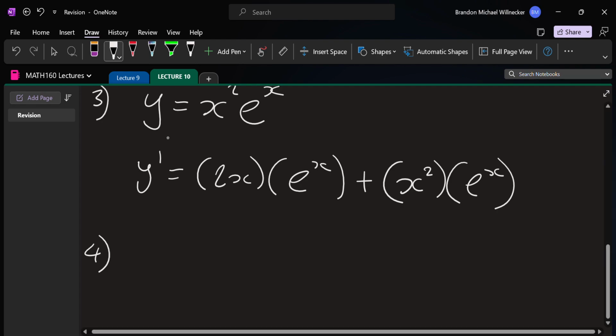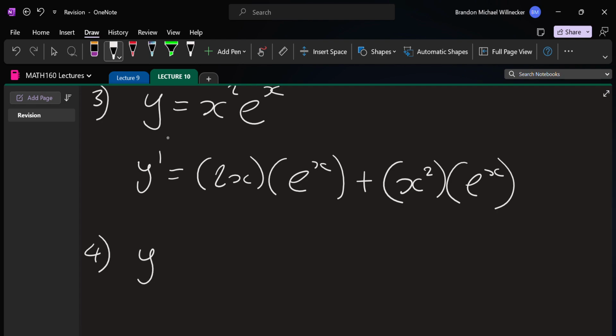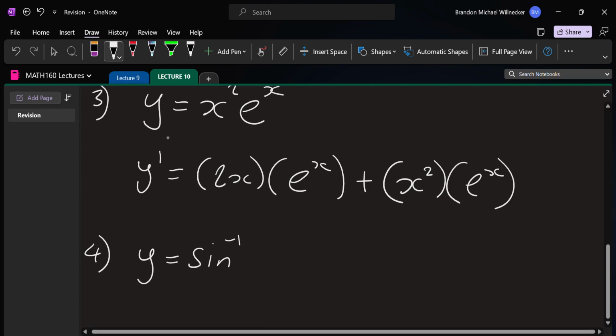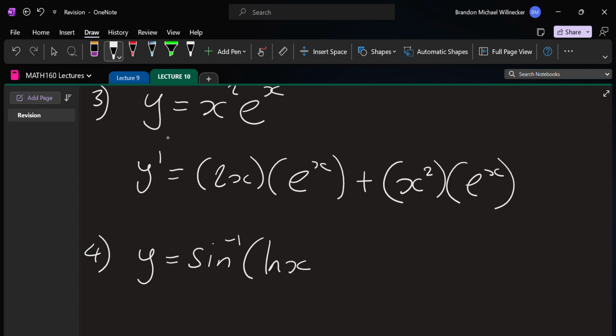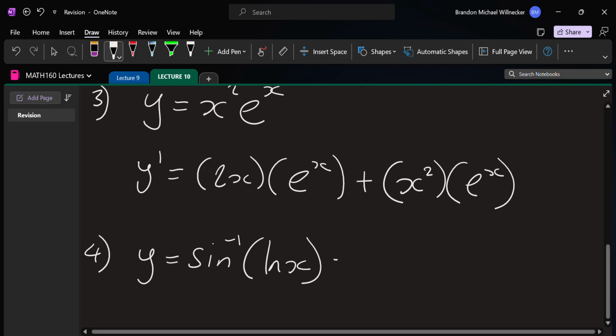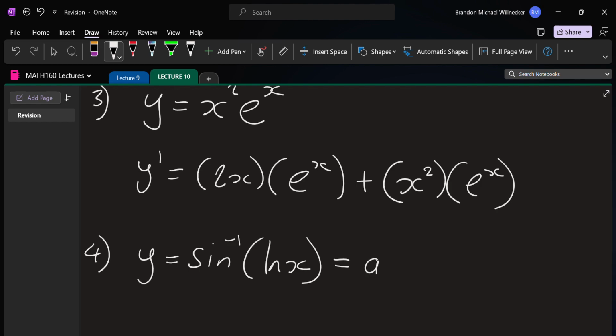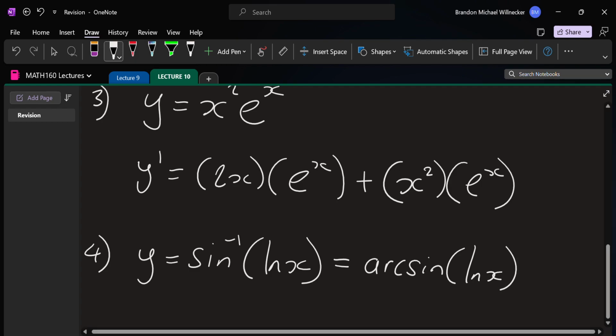Okay, number 4. Here we have y is equal to sine inverse natural log of x. And then just a bit on notation. The sine inverse, if you look at this in the textbook or online, you might see it written as arc sine. So you can go back and forth between the two. Sine inverse or arc sine, they mean the same thing. So if you're watching some online video on it and they say arc sine, that's the same thing as sine inverse.